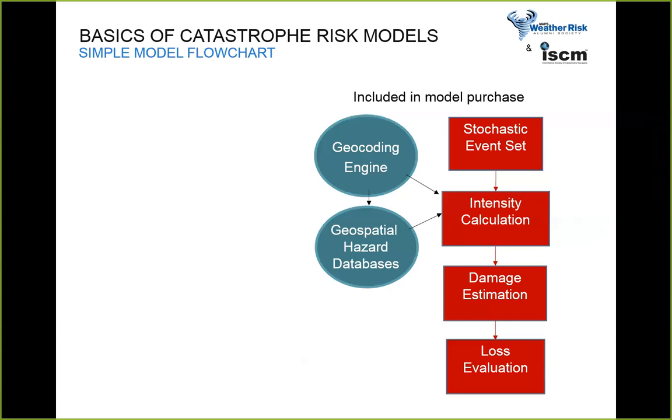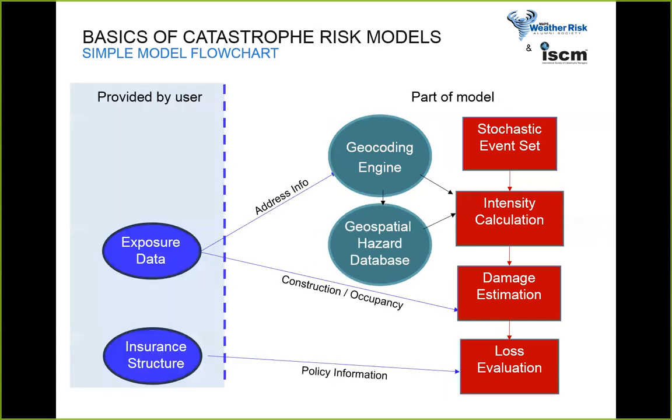Now, what do the modeling companies add to this? Within the exposure data we receive, we get information on the address of the risk. That goes into the geocoding engine and spatial hazard databases, which help determine the intensity at your site from each event in the event set. The information on your risk construction and occupancy go to select which damage functions are selected for each individual risk. And finally, the insurance and reinsurance structure get fed into the financial module to come up with all these losses.